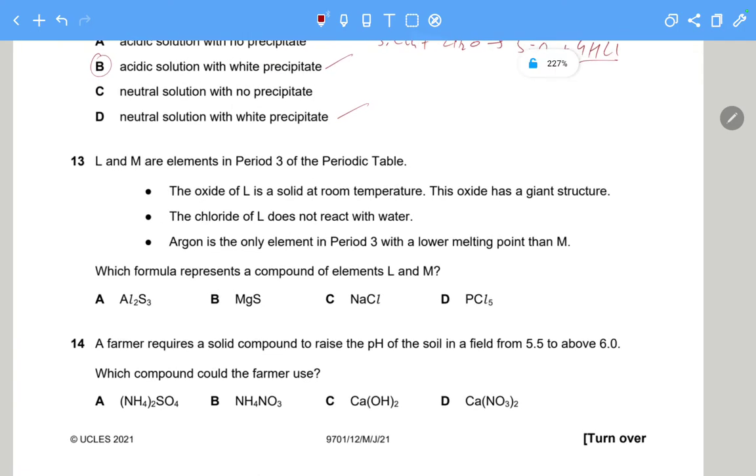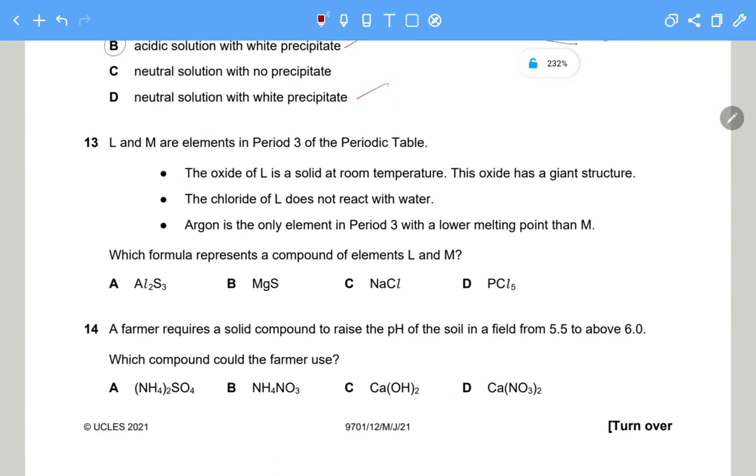Question 13. L and M are elements in period 3 of the periodic table. The oxide of L is a solid at room temperature. This oxide has a giant structure. The chloride of L does not react with water. So before we proceed to the third statement, let's see what we can figure out about L from the first two statements.